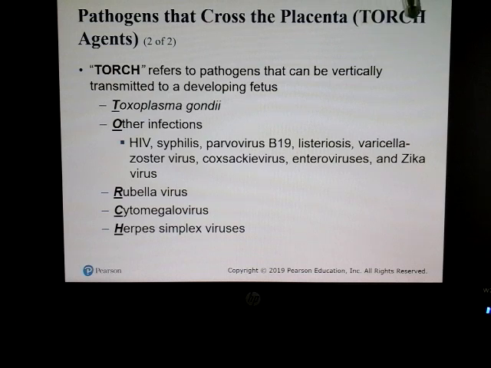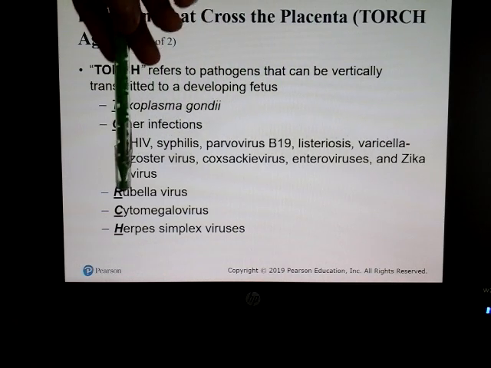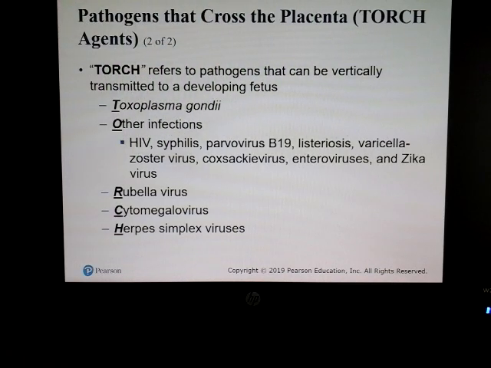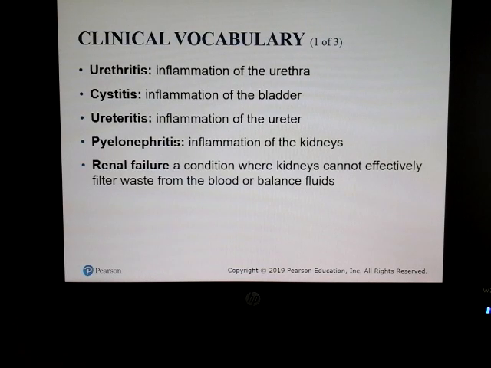Now, TORCH refers to microbes that can be transmitted to a developing fetus. T for Toxoplasma gondii, O for others, things like HIV, syphilis, etc., R for rubella, C for cytomegalovirus, and H for herpes. So these are all microbes, or viruses, we have to be aware of that can be transmitted to a developing baby.